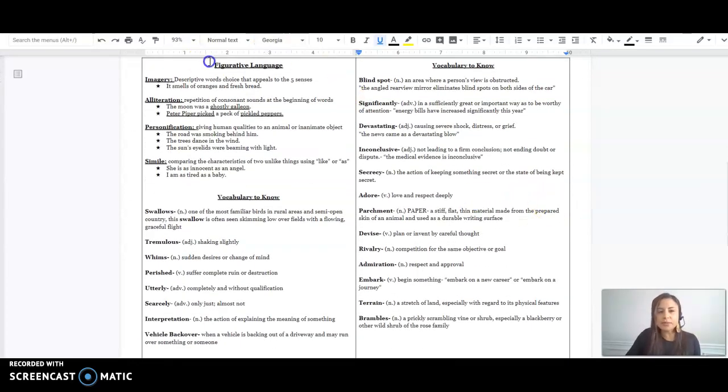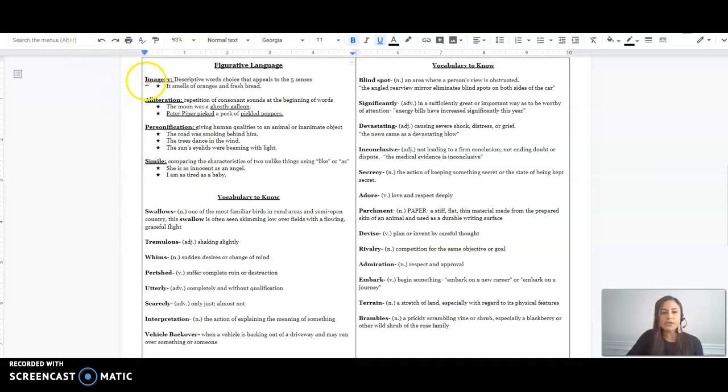Okay, figurative language is present in a lot of different types of passages. Figurative language can be present in fictional stories. Figurative language can be present in poetry as well. We often see it being used in poetry, such as similes and metaphors and alliteration. Sometimes we see and hear onomatopoeia. For this specific test, I would like you to review imagery, alliteration, personification, and similes.